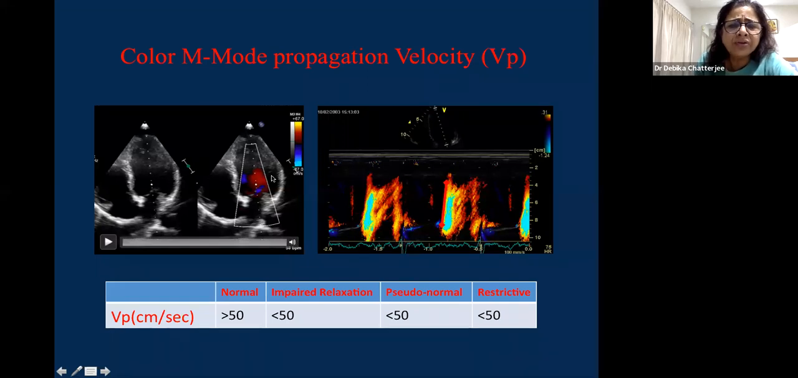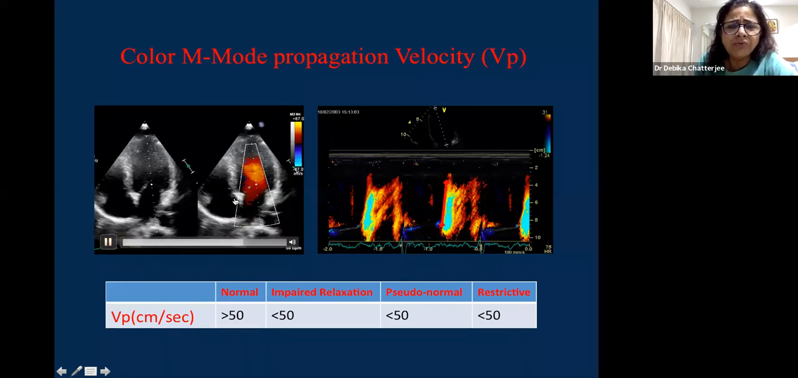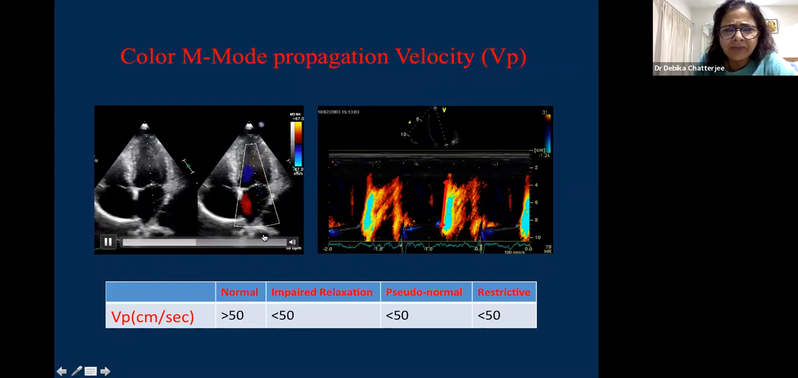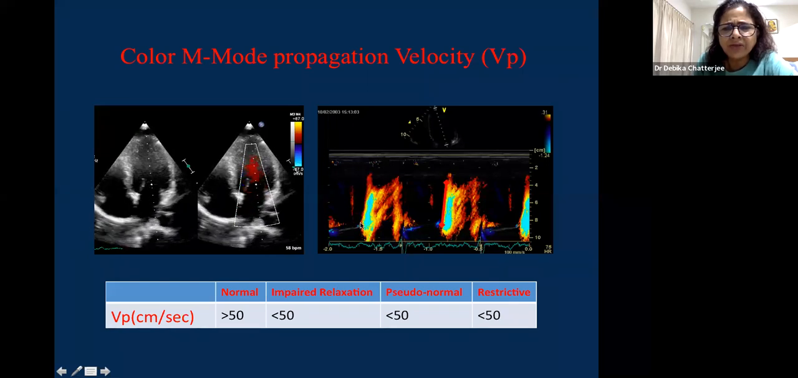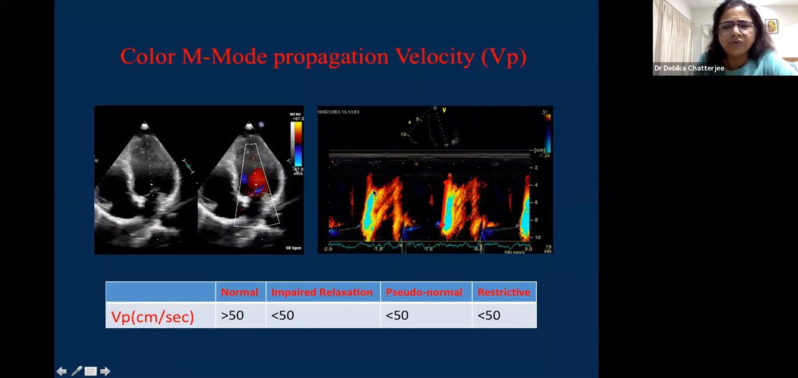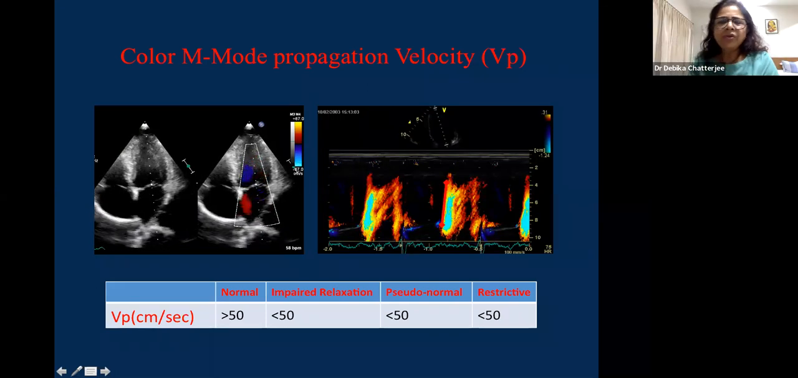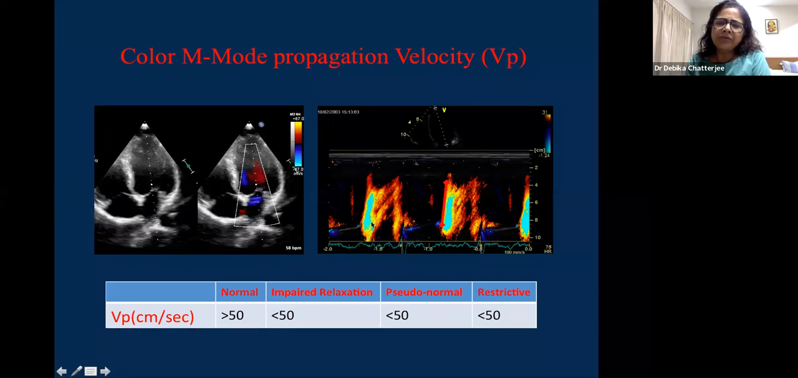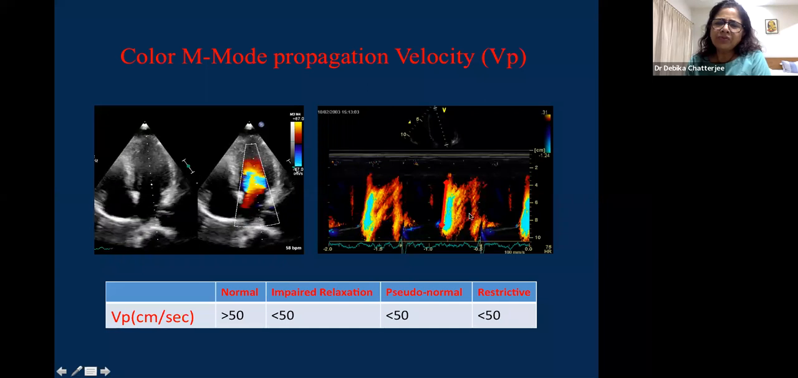So how do we do that? We go to the apical 4-chamber view, put the color flow on, and place the cursor right in the middle of the flow. Your apical 4-chamber view should not be foreshortened. It should be bullet shaped. Only then can you make the cursor parallel to the mitral inflow. Then you start the M mode, not the pulse wave Doppler. If you do the M mode, the pattern will look like this: the first wave, second wave, first wave, second wave.